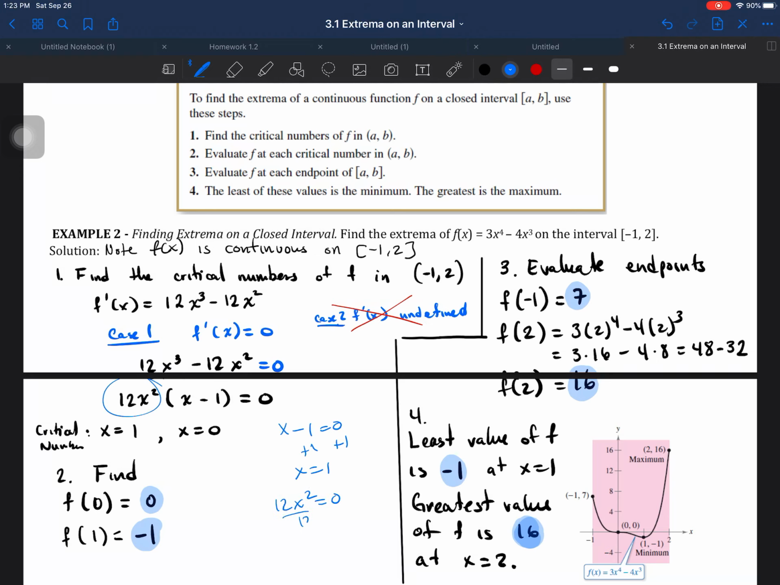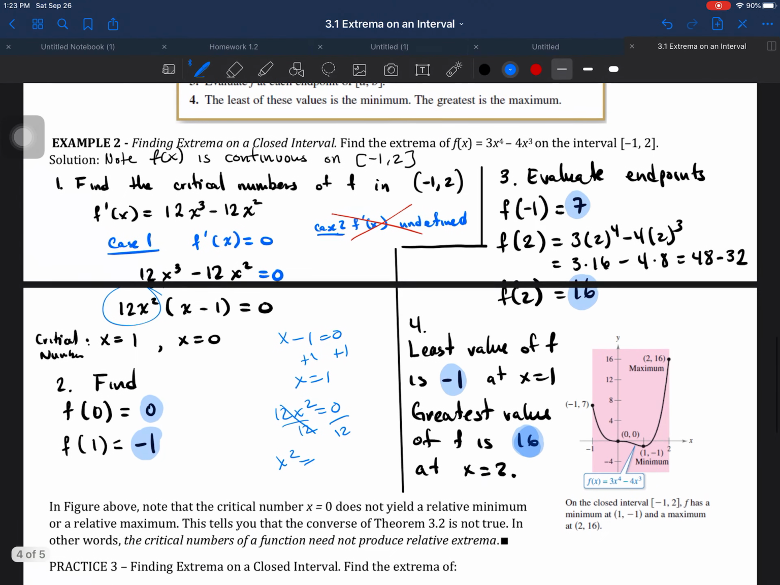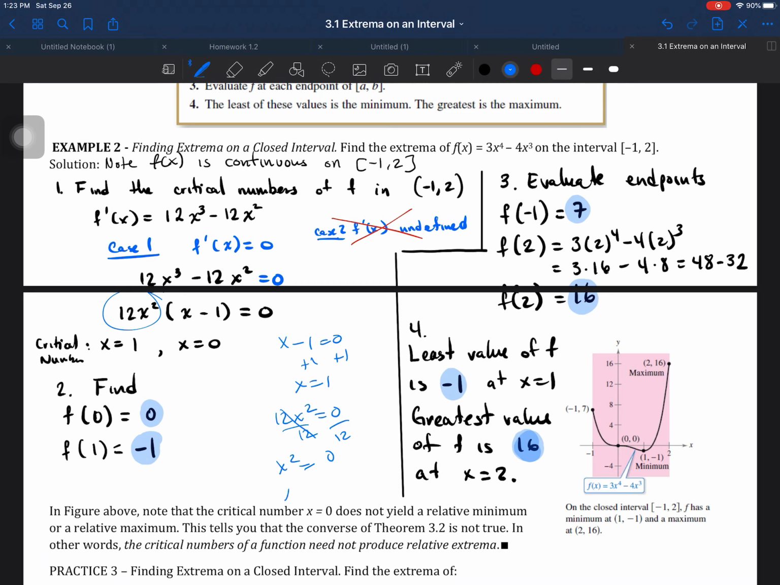Divide both sides by 12. So you set them equal to 0, kind of what we did in algebra, right? And we take the square root of that. Plus or minus square root of 0 is 0. So we found out that x equals 0 and x equals 1 are critical numbers.